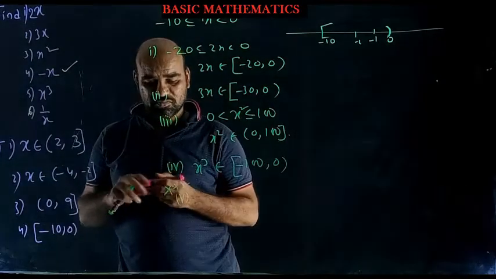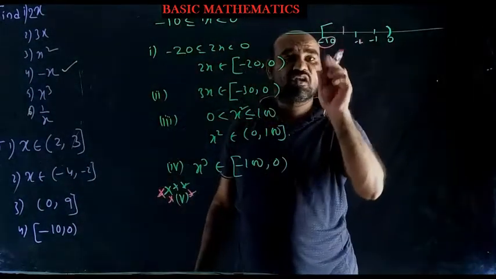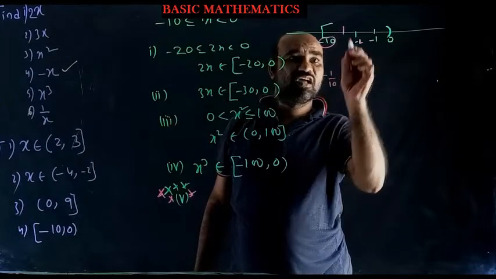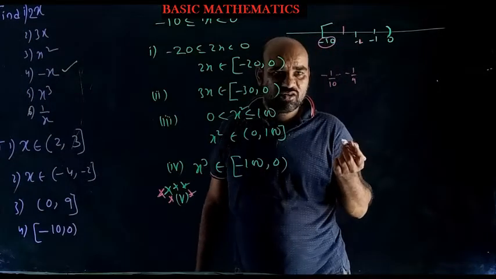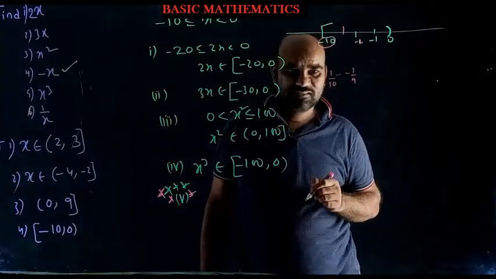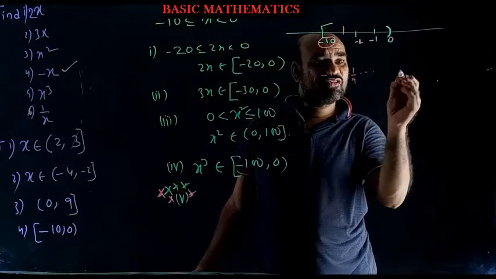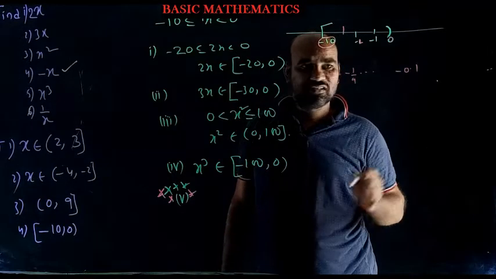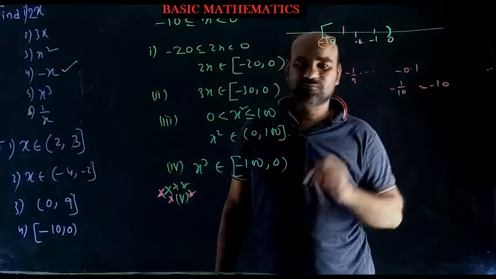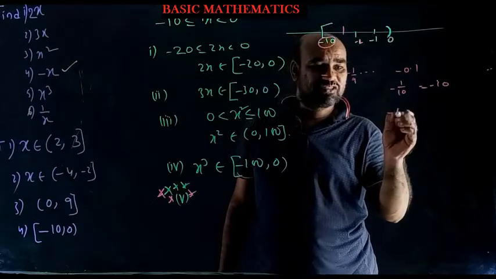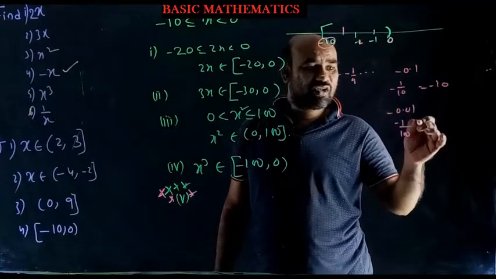Same problem, 1 by x. Here, see. Reciprocal of minus 10 is minus 1 by 10. Reciprocal of minus 9 is minus 1 by 9. Between these two, there will be infinitely many numbers, and those numbers' reciprocals are also written here. So on. Left side of 0, minus 0.1 will be there, that is minus 1 by 10. Its reciprocal is minus 10. Another number will be minus 0.01. Its value is minus 1 by 100. Its reciprocal is minus 100.